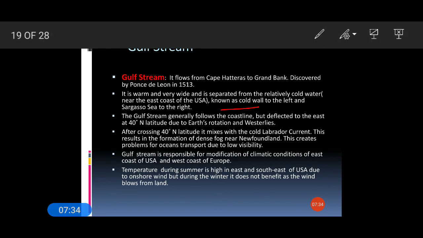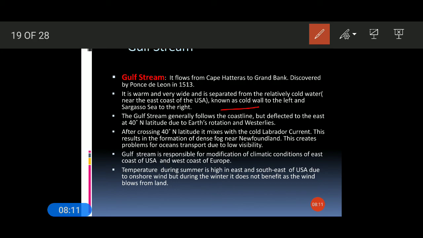Now this is very important. Many times it is asked in your final examination or in the board examination. Okay, why is a dense fog developed near 40-degree near Newfoundland? Okay, the reason behind this is it is a region where warm current and cold current meet. So due to the mixing of this warm current and cold current, a dense fog is developed. Okay, so here it is mixed with cold water, cold Labrador current coming from the Baffin's Bay. This results in the formation of dense fog near Newfoundland.